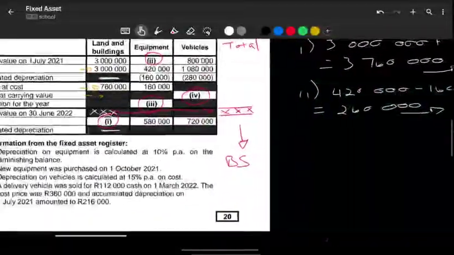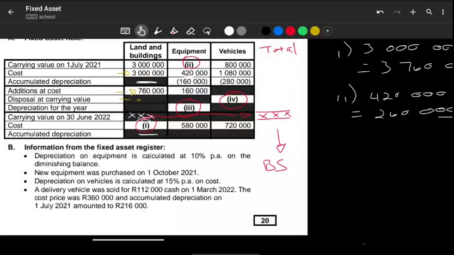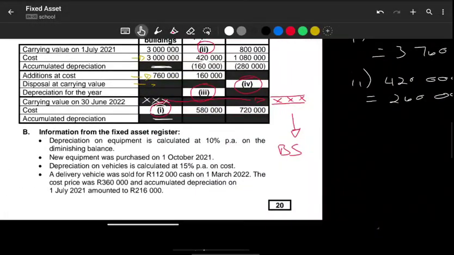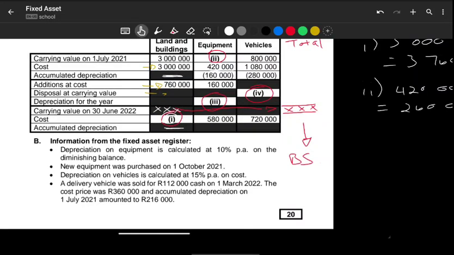Now we're getting to the more challenging ones. Depreciation for the year, point number 3. Now let's go to our information. Information 1 says depreciation on equipment is calculated at 10% per annum on the diminishing method. So we're going to use this one.